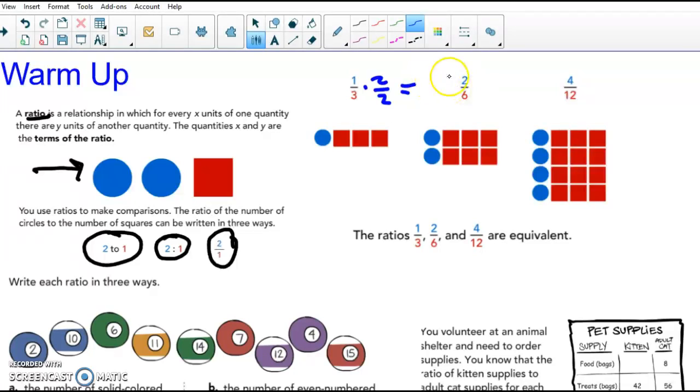And if I want to turn 2/6 into 4/12, I'm again going to multiply by 1 because multiplying by 1 doesn't change the value. And if I multiply my numerators, 2 times 2 is 4, and my denominators, 6 times 2 is 12. So I've created equivalent ratios.